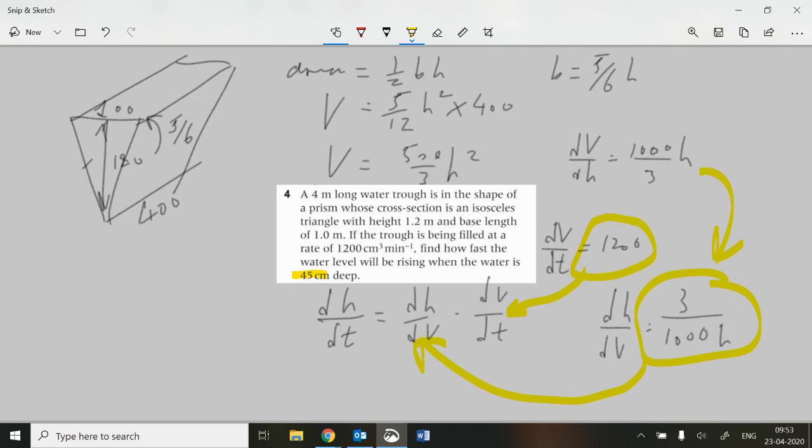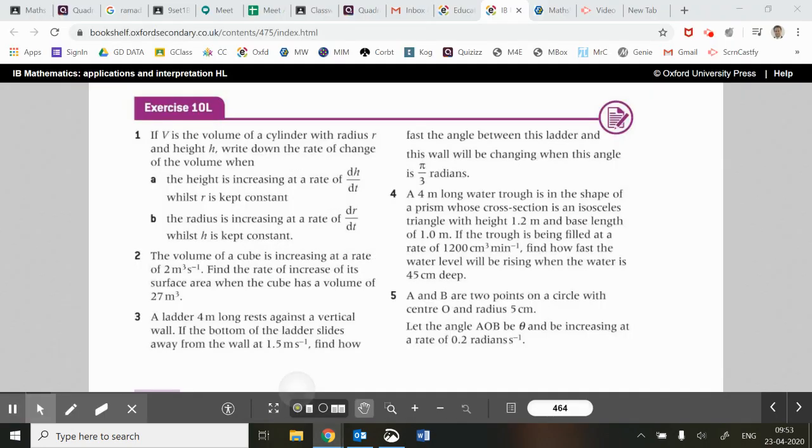Just a couple of points on questions 5 and 6, though. I will go through these later on. If you're struggling with these ones, you essentially need, for question 5, the area of a segment formula. In fact, I'll give you that now.